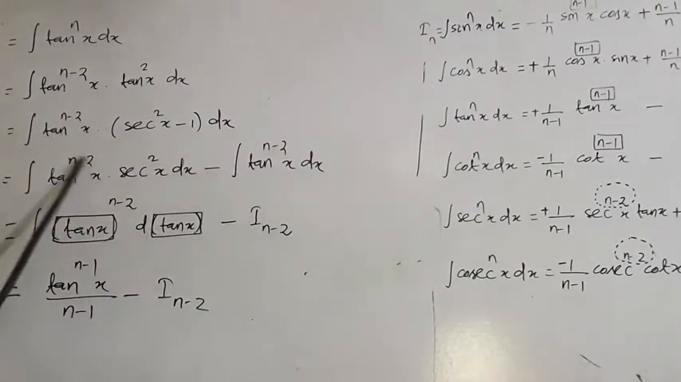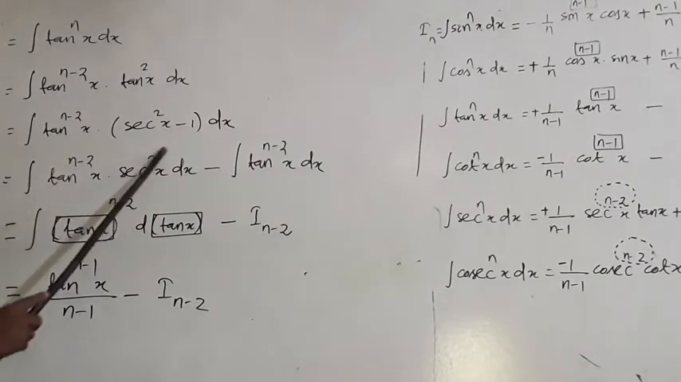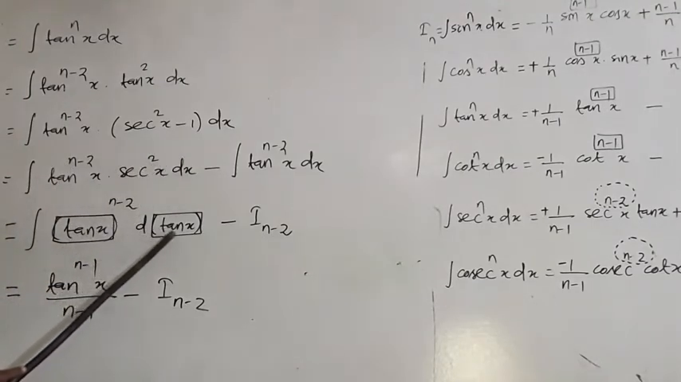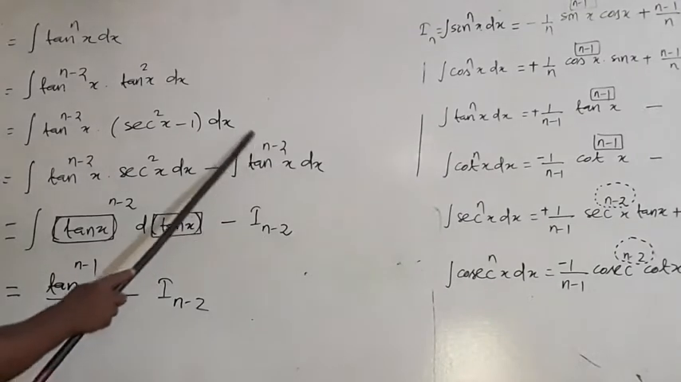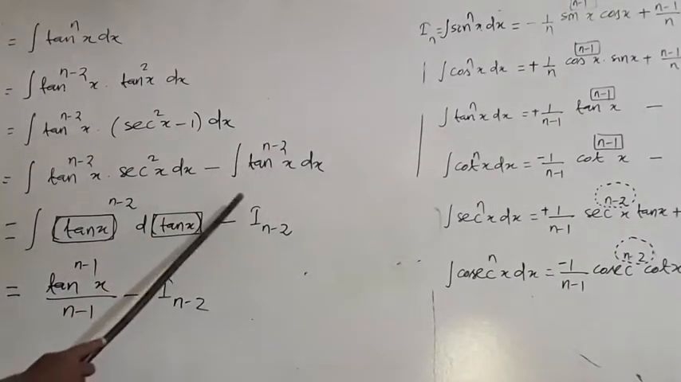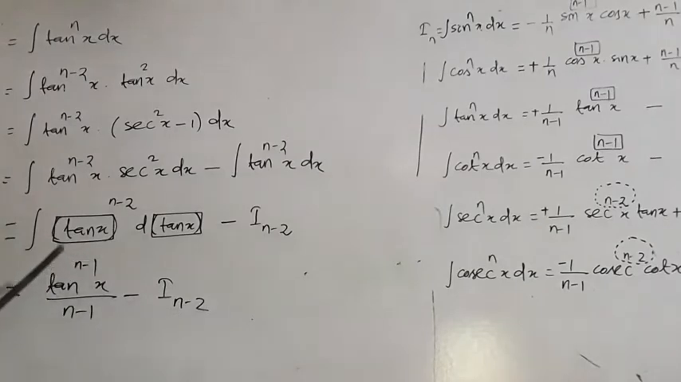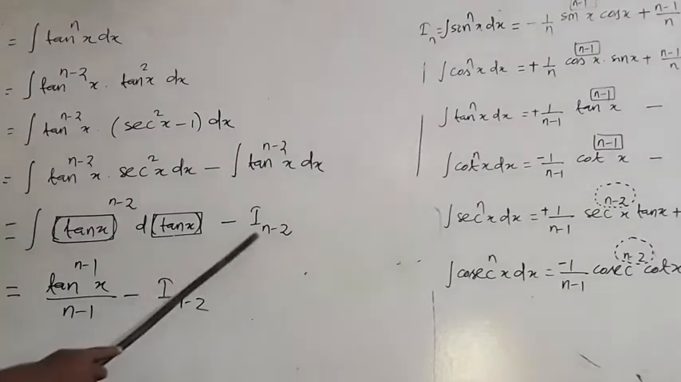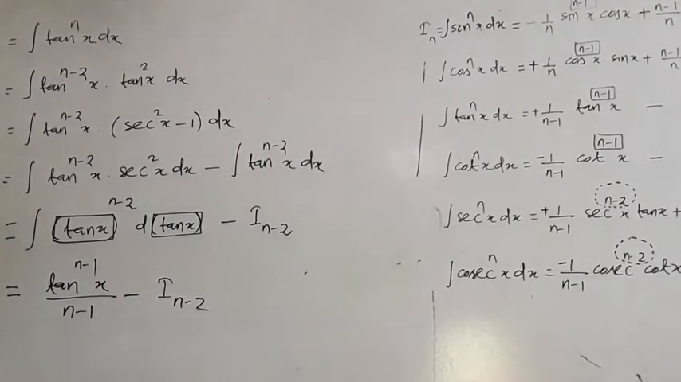Now it is tan x power n minus 2. What is sec square x dx? It is the derivative of tan x. Minus what? This is tan x power n minus 2, so it is I n minus 2. That is tan x to the power n minus 2 d tan x. Whatever the power n minus 2, we get that power plus one divided by it: tan x to the power n minus 1 by n minus 1, minus I n minus 2. This is your formula for tan power n.